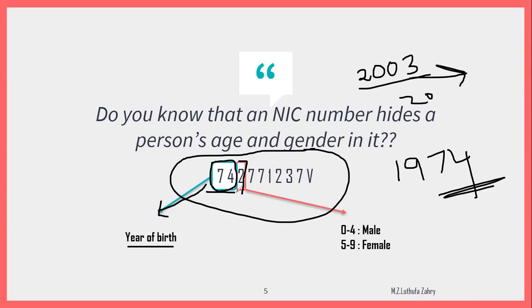While for the next number, if it is from 0 to 4, it shows that it's a male. So tell me whether this is a male or a female. If it is 5 to 9, that is going to be a female. Tell me whether this NIC number belongs to a male or a female. Muhammad? Belongs to a male. Yes, very good. It belongs to a male because the number is 2, right? If it was something like a 7 or anything like that, we could say that it belongs to a female. So in an NIC number, you can identify that.